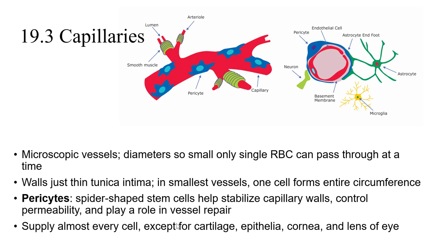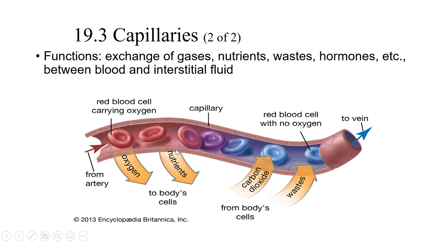The epithelium also, and then the cornea and the lens of the eye. These are the only areas in the body that do not have vascularization, and therefore you do not have any capillaries in them. Remember this in your exam, it will come. Cartilage, epithelia, cornea, and the lens of the eyes are the only places that would not have capillaries.